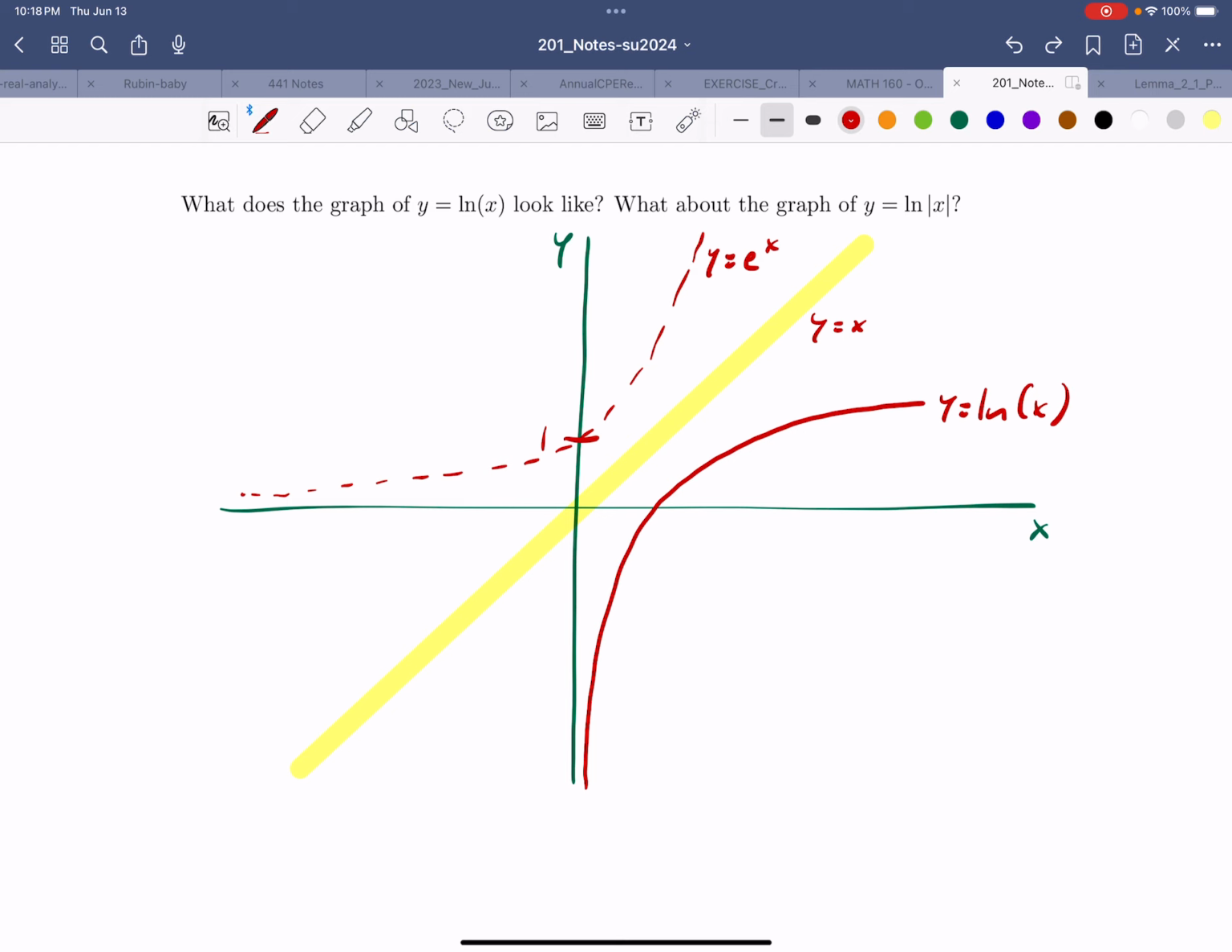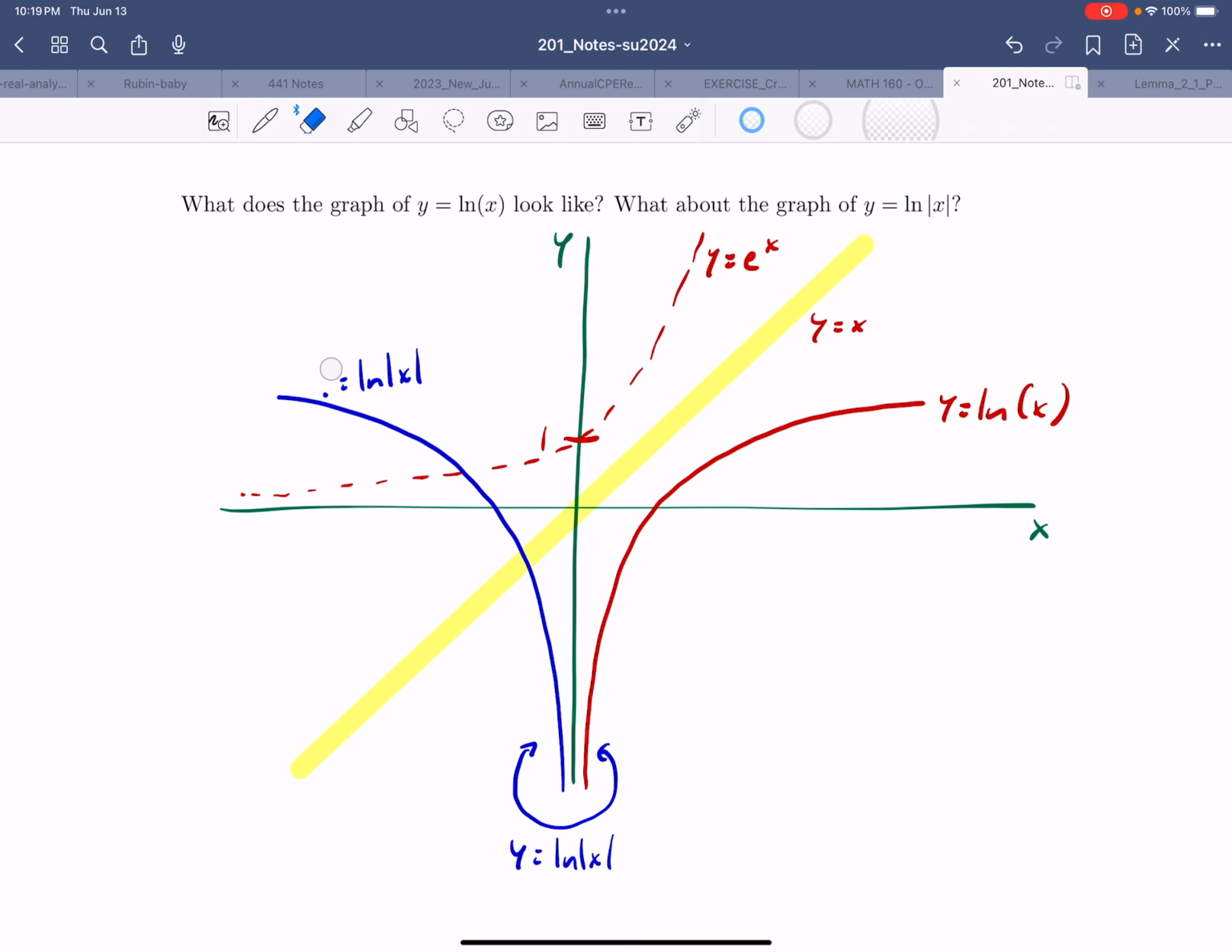Now, what if we included the absolute value? Well, all we're doing there is reflecting this about the y-axis. In fact, this is what happens anytime you consider f of the absolute value of x. You just get a reflection about the y-axis. To be clear, it's both of these, right? All right, so we have that.